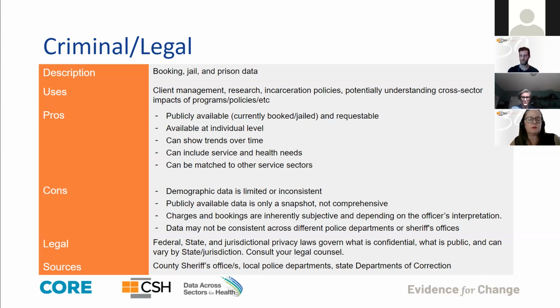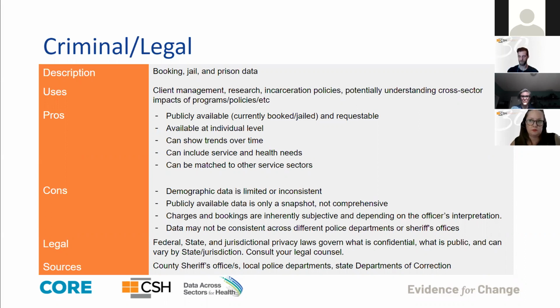Usually it's publicly available and fairly easily requestable. There are some special states, one that comes to mind that I've worked with is Nevada, that is not publicly available. You cannot access someone's legal history. But in most places it's available at the individual level. It can show trends over time.